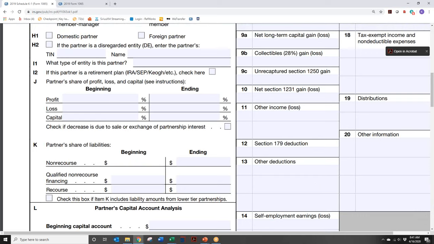Okay. So non-recourse debt and recourse debt, you're going to get debt basis. However, you also have this qualified non-recourse financing. Qualified non-recourse financing, it's actually mortgage financing, and it will grant you at-risk. It gets you past the at-risk limitations, partially because qualified non-recourse financing is usually done for real estate.